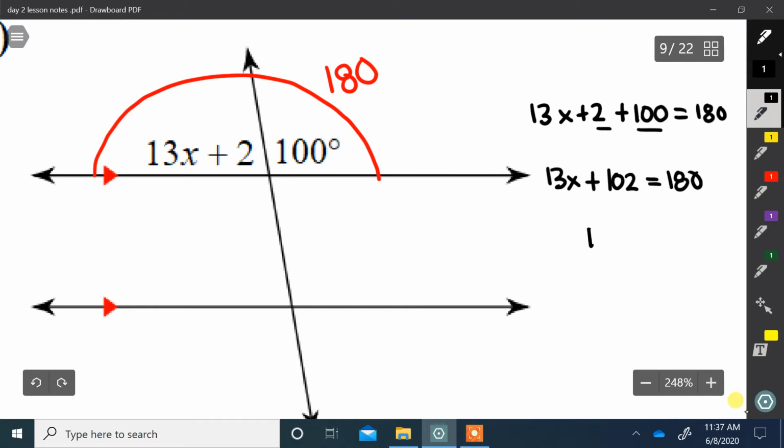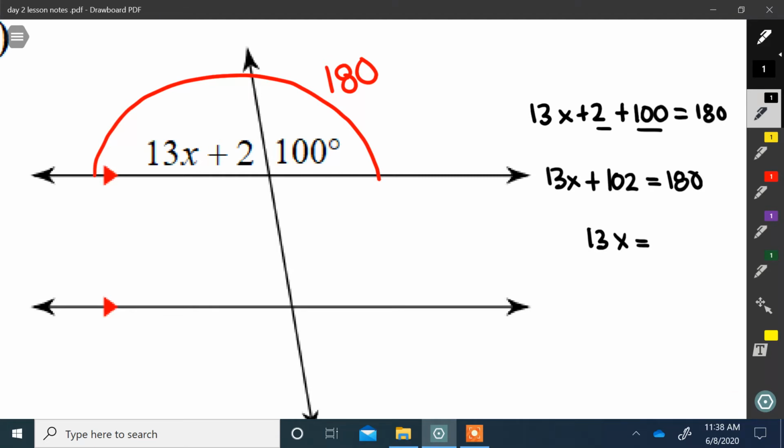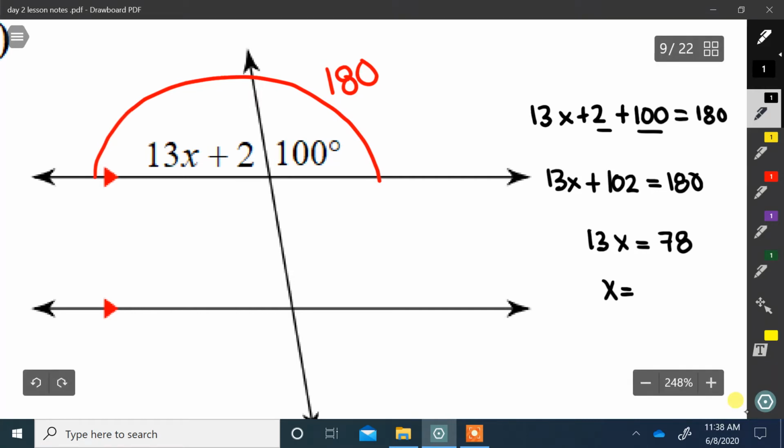And then I'm going to subtract 102 from both sides. So 180 minus 102, that's going to be 78. Final step will be to divide 78 divided by 13. And you get x is equal to 6 as your final answer.